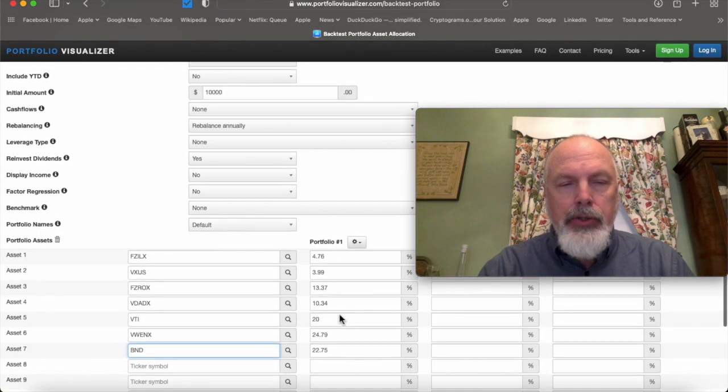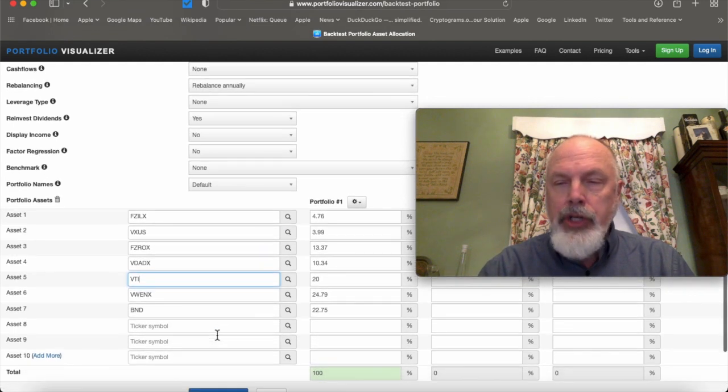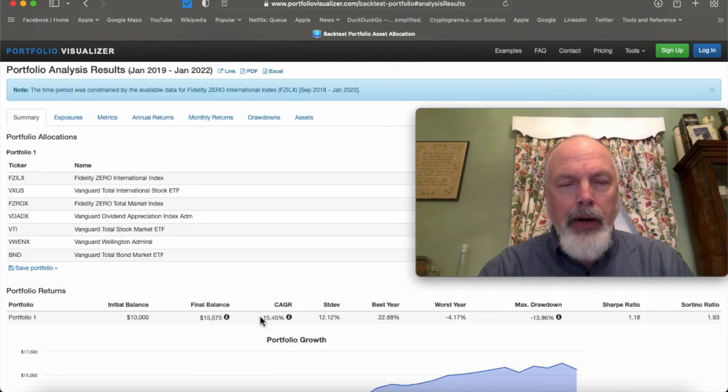Now, since there is no ticker for an annuity, I'm using BND as a proxy for it. And I put in the weights here. Likewise, I've added and adjusted the weights for my 401k funds, since they don't have tickers, to an approximate one in my IRA. As you can see, we'll analyze this portfolio. It has a CAGR of about 15.45 with a standard deviation of 12.12. And so those are the numbers that I'm going to pay attention to as I look to optimize the assets.